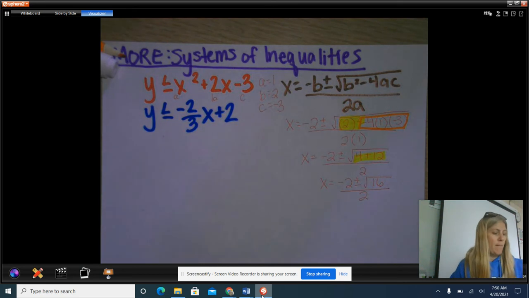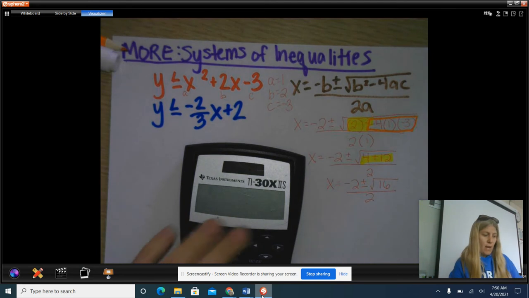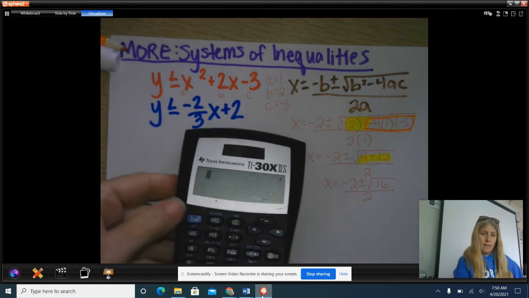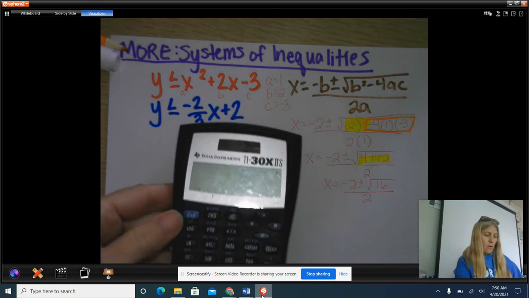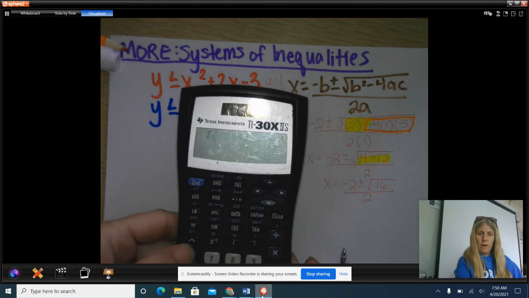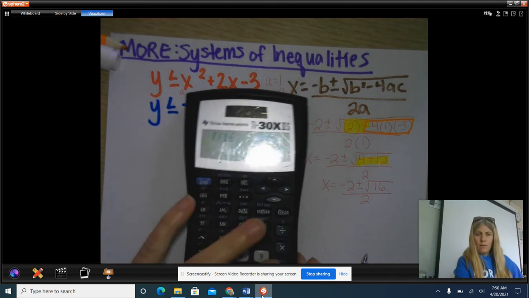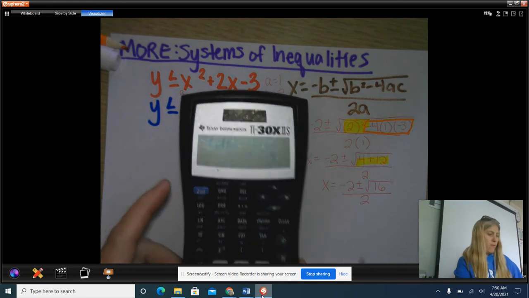So once again, we're going to grab our calculator. If you're not sure what that square root of 16 is, we're going to put that in our calculator. Remember, you're going to press the second button, and then you're going to press the x squared because underneath that x squared is the square root. And we're going to put in 16. So the square root of 16 is 4.